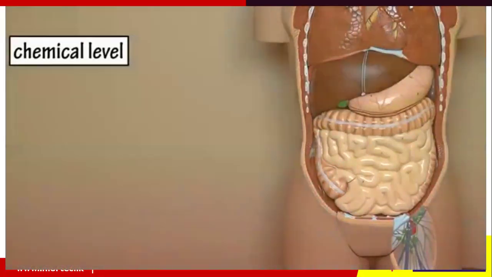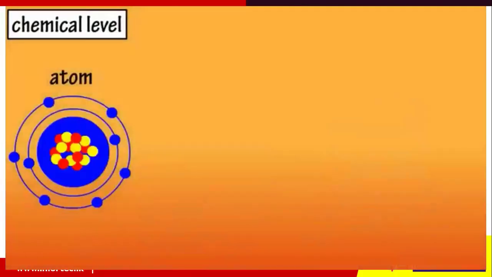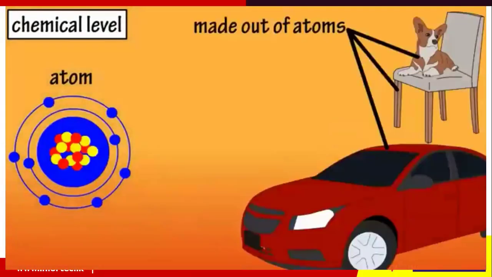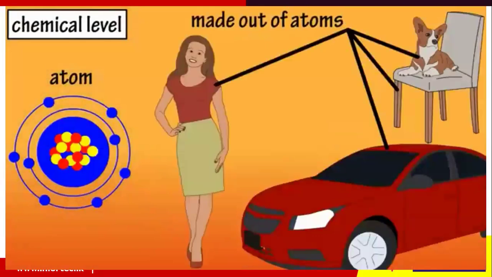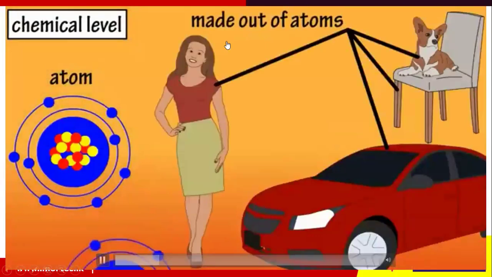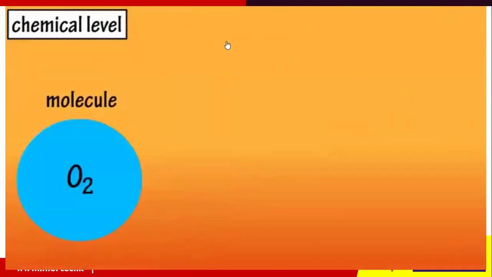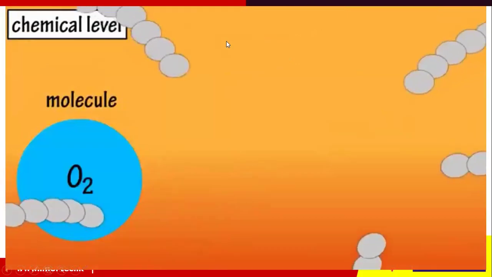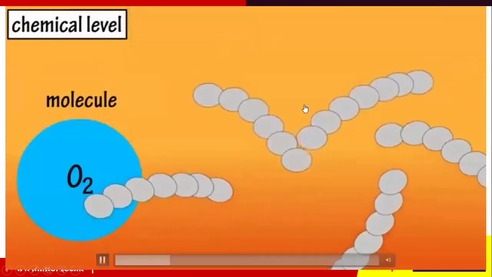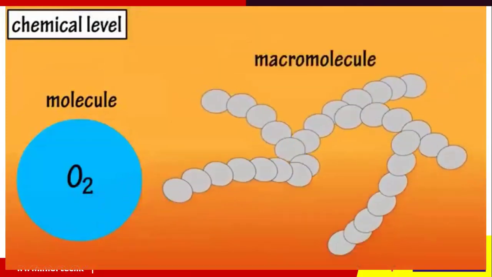The first level is the chemical level, and it starts with atoms, which make up every material thing in the universe, including our bodies. Atoms can bond together to form molecules, which are larger chemical groupings, and molecules can combine with other molecules and more atoms to form macromolecules.